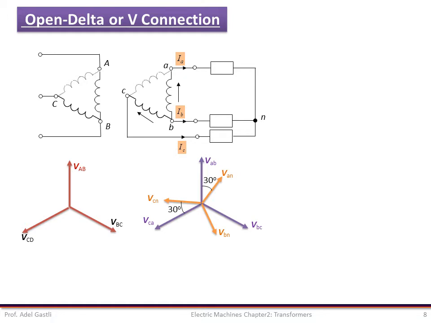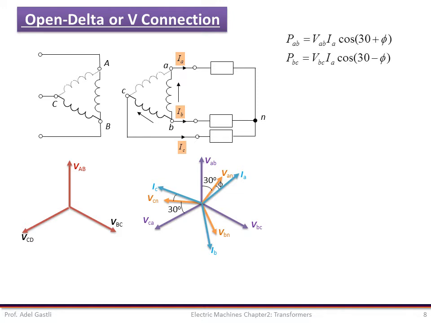Here, capital V_AB, V_BC, and V_CA represent the line-to-line voltages of the primary. Small v_ab, v_bc, and v_ca represent the line-to-line voltages of the secondary. And V_AN, V_BN, and V_CN represent the phase voltages of the load. For an inductive load, the currents I_A, I_B, and I_C will lag their corresponding voltages V_AN, V_BN, and V_CN by the load phase angle phi.